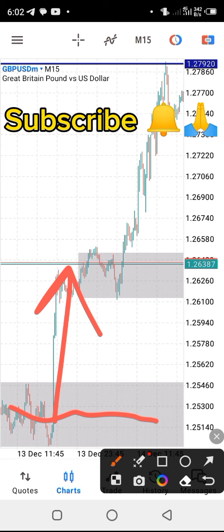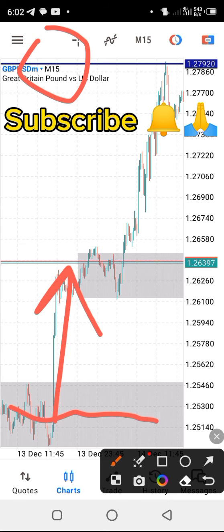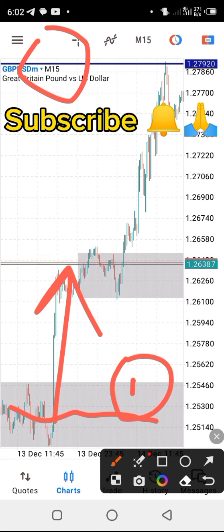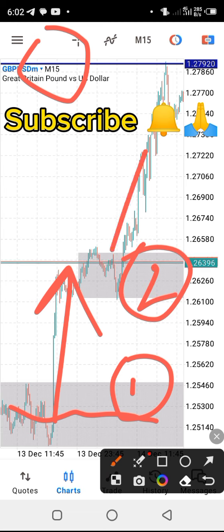I drew these zones on a higher time frame. Right now I'm on 15 minutes time frame, but I think I drew them on 1 hour time frame. That's why the zone looks big like this. You can see price moved up here. This is my number 1 demand zone. Then another demand zone was created up here, and this is my number 2 demand zone to push price up.